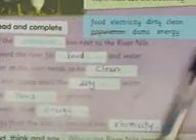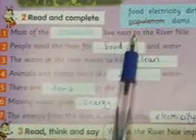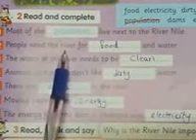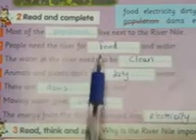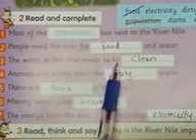Now, exercise 2, read and complete. We have a box here and some words like food, electricity, dirty, clean, population, dams, and energy. Number 1 was answered. Most of the population lives next to the river Nile. Number 2, people need the river for food and water.